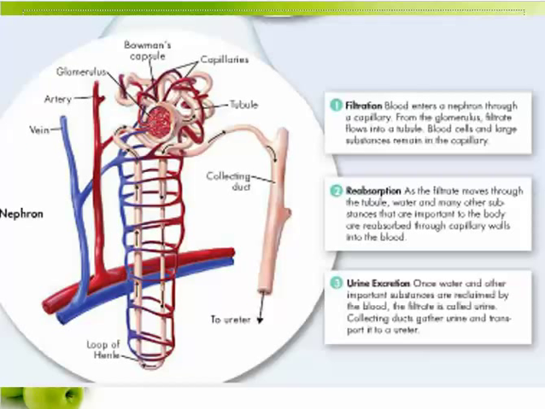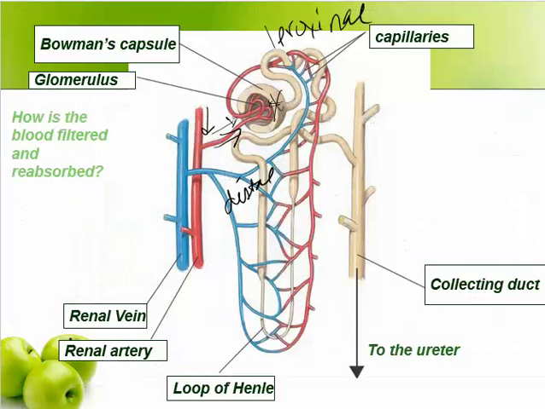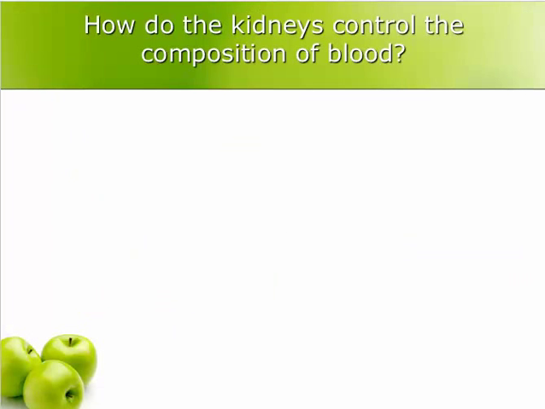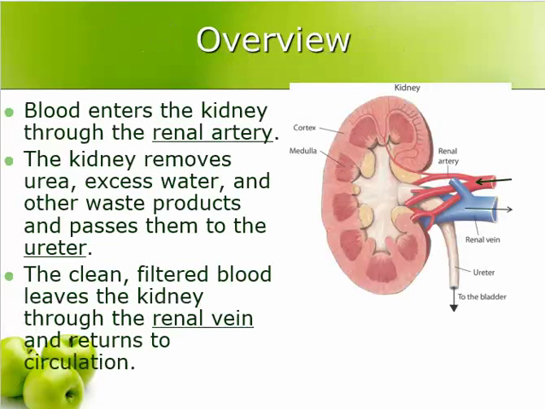This slide right here, I gave it to you just to give you a general overview of what happens. So how do the kidneys actually control the composition of blood? I kind of gave you a quick overview on it, but here, in case your notes weren't that great, here's another way to look at it. So blood will enter the kidney through the renal artery, as I said. And then the kidney will remove the urea, excess water, and any other waste products, and they pass them to the ureter. The clean, filtered blood goes into the renal vein and goes back into your blood circulation.